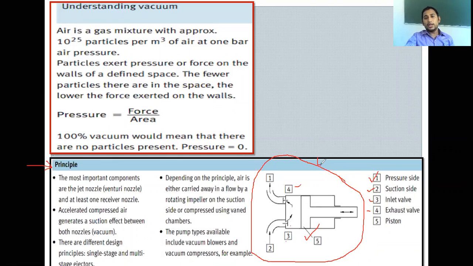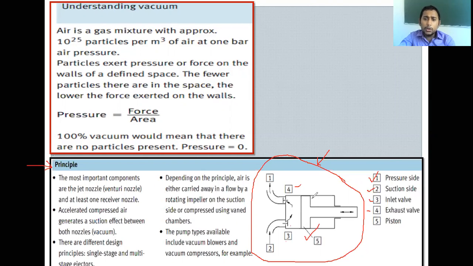I will explain this figure first, and after that we will study the principle of vacuum technology. Otherwise, we have to read the principle of vacuum technology, and after that we will discuss that particular figure. The most important components are the jet nozzle, that is the Venturi nozzle, and at least one receiver nozzle. Receiver nozzle means to receive the air from that particular chamber. Accelerated compressed air generates a suction effect between both nozzles.